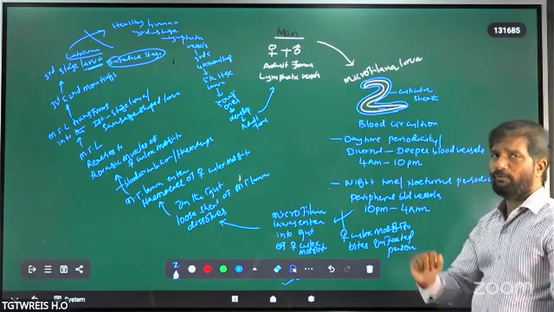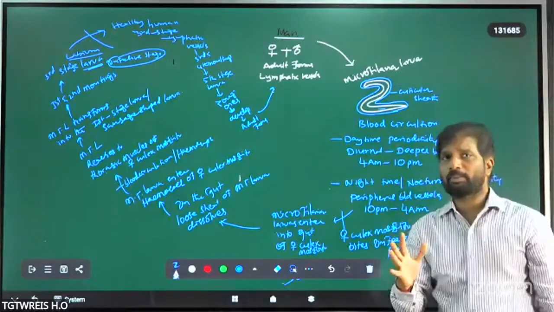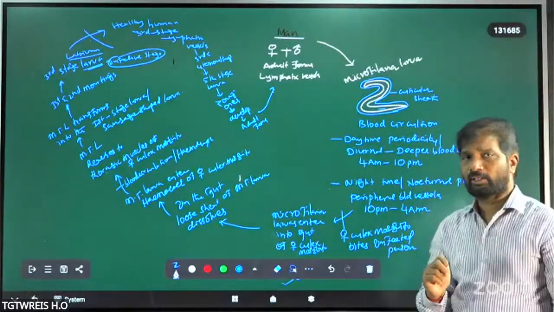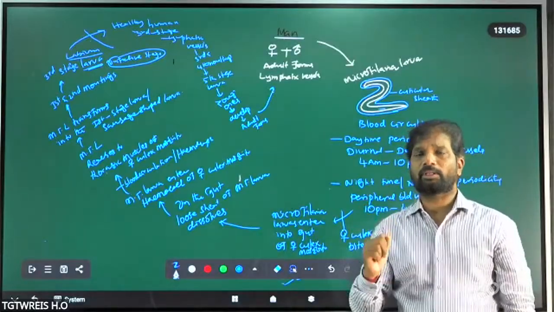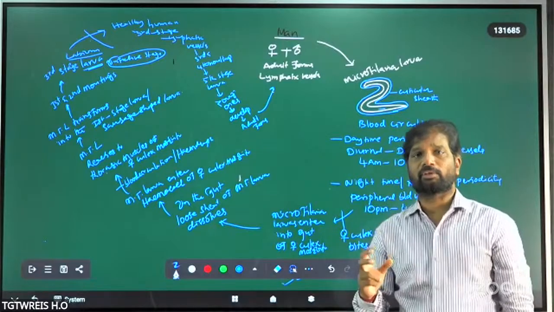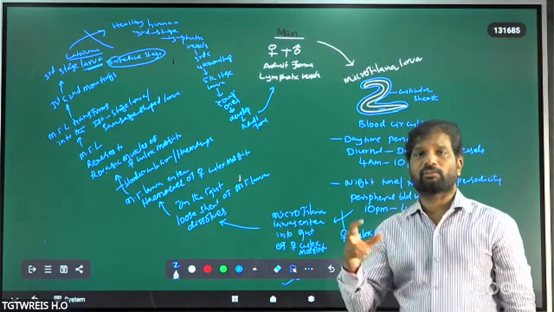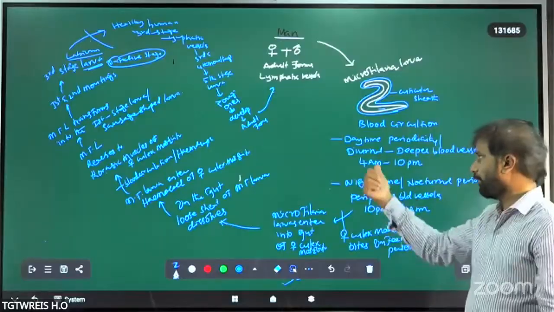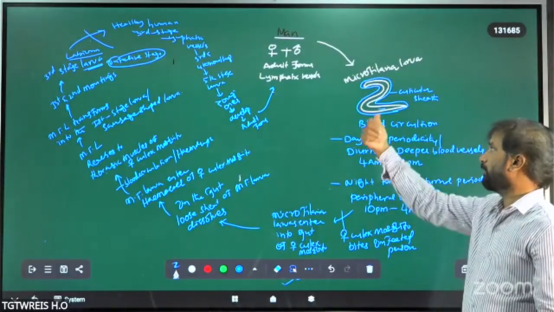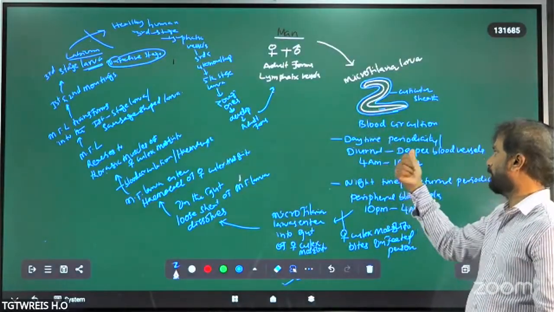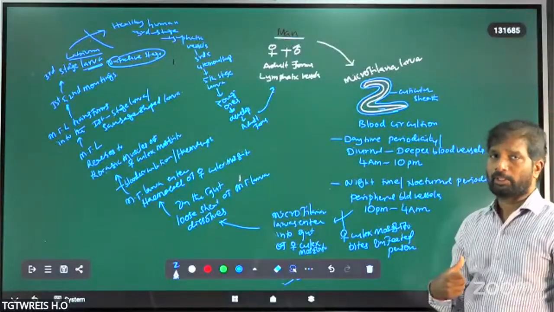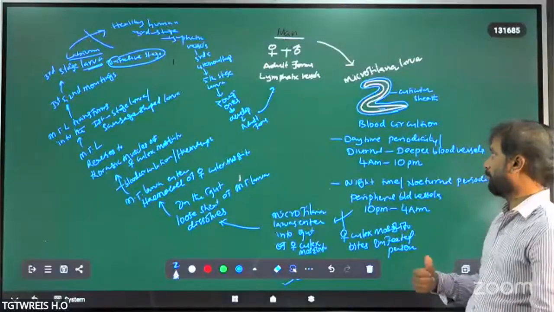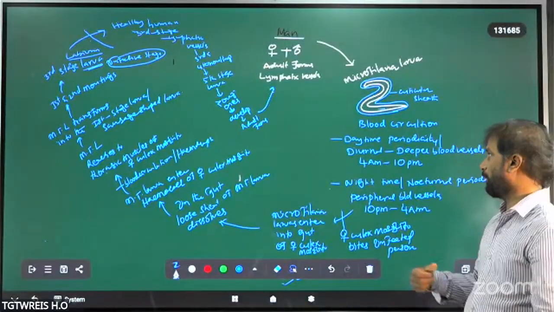So this microfilariae larva exhibits two types of migrations, or periodicities. One is the diurnal periodicity, meaning daytime periodicity, and the other is the nocturnal periodicity, the nighttime periodicity. During the daytime, these microfilariae larvae are present in the deeper blood vessels, from 4 a.m. to 10 p.m. Very important for the NEET as well as the EAMCET purpose.